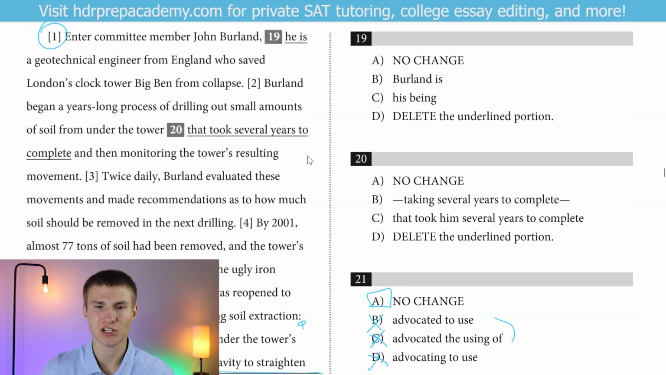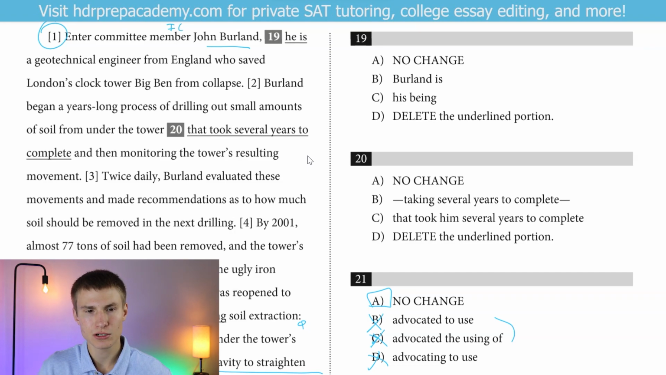We have intercommittee member John Berland, so I'm now beginning that discussion of him. And then we have a comma. We see that this is an independent clause, so I'll go ahead and mark that with IC. A geotechnical engineer from England who saved London's clock tower Big Ben from collapse. Anytime that you have a comma like this after someone's name, that should be an indicator to you that you're likely going to have an appositive that's describing that person, or a non-essential phrase or clause describing them. In this case, we see that we can have an appositive.